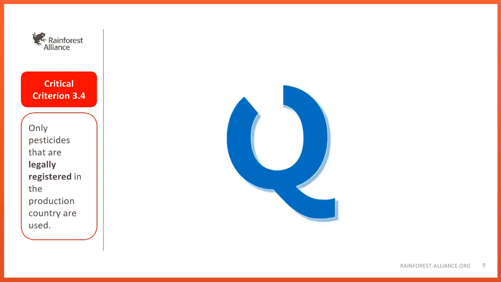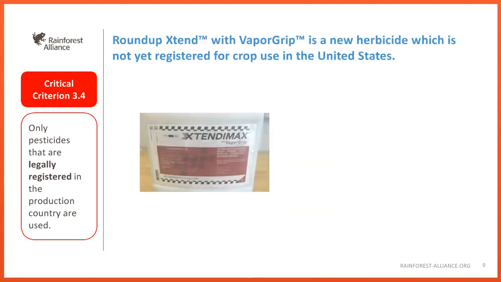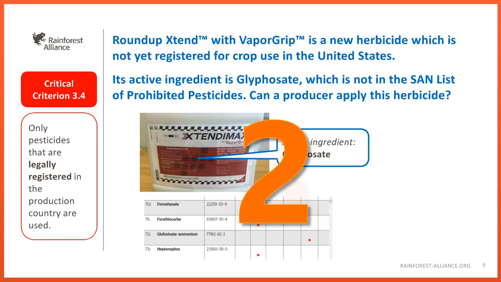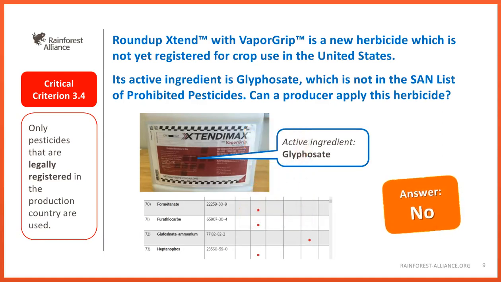Let us do one quick quiz on this criterion. Roundup Extend with Vapor Grip is a new herbicide which is not yet registered for crop use in the United States. Its active ingredient is glyphosate, which is not in the SAN list of prohibited pesticides. Can a producer apply this herbicide? The answer is no. Even if a product is not on the prohibited list, if the product is not legally registered in the production country, it cannot be used. The legal registration is the first important condition for use.